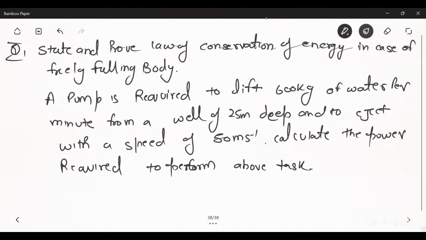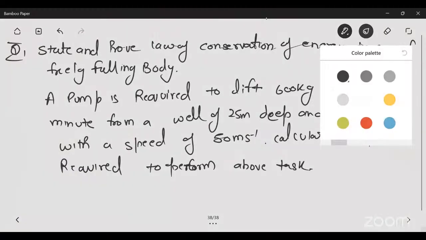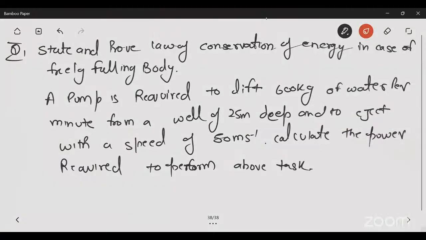Now, first is state and proof of law of conservation of energy. So, what is law of conservation of energy? Law of conservation of energy states that energy can neither be created nor be destroyed. Only it can be transferred from one form to another form, or you can say that total energy remains constant in every motion of the body.